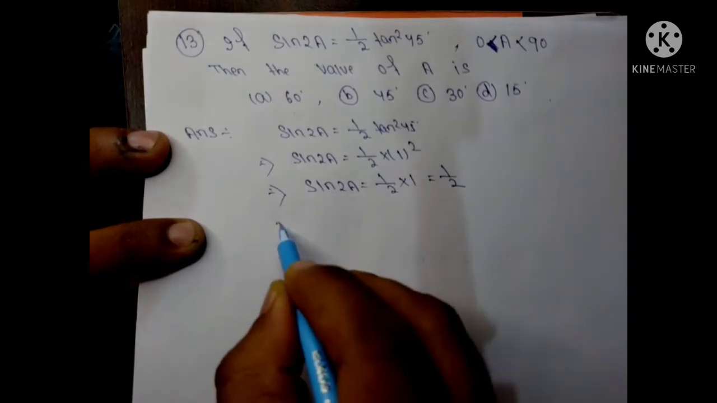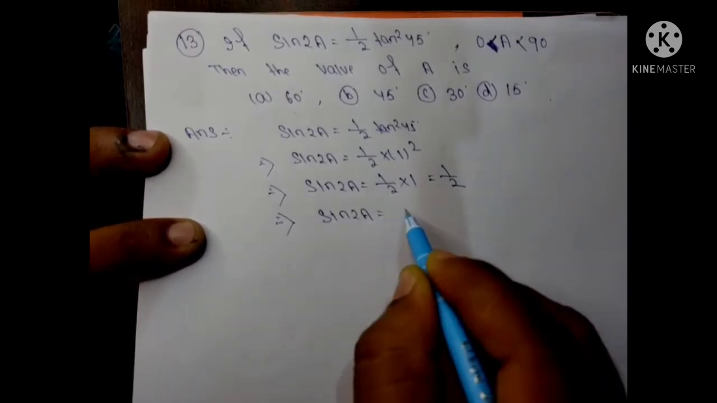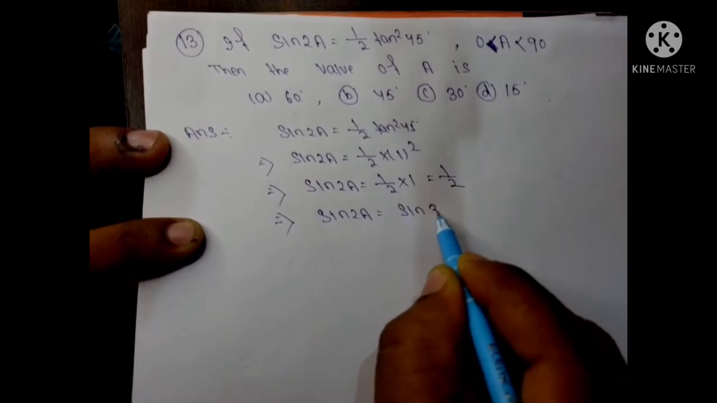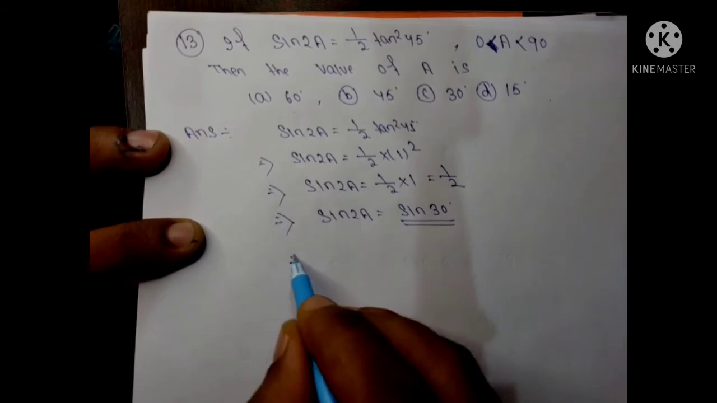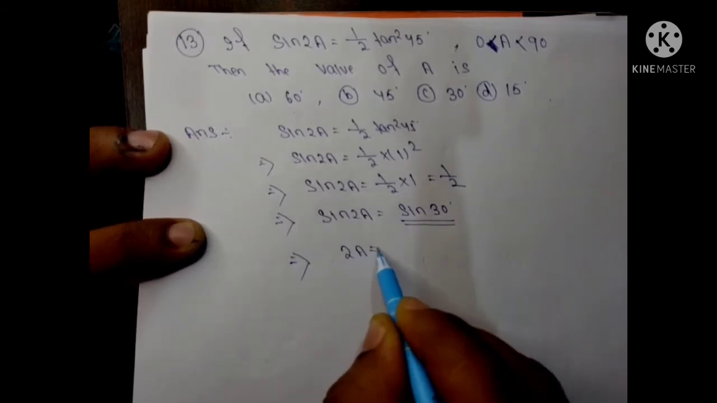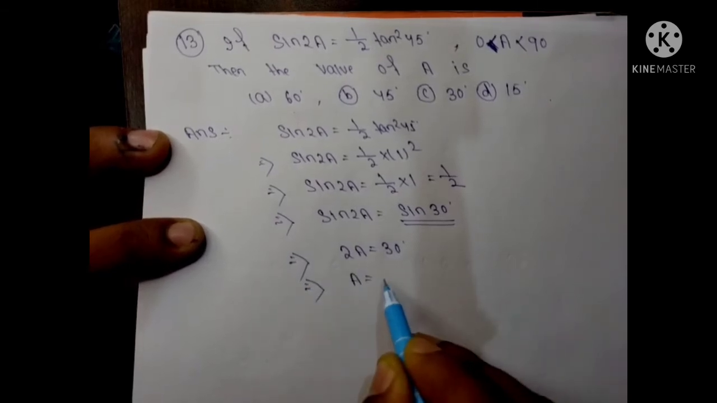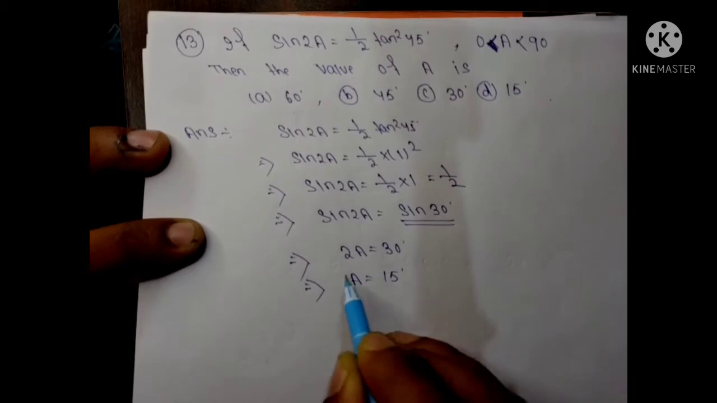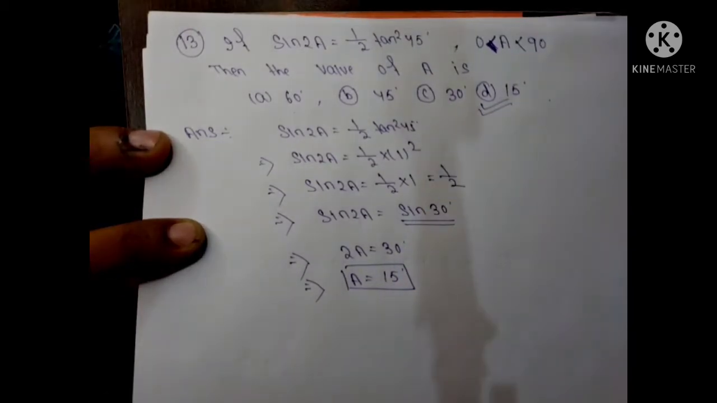That implies that sin 2A becomes sin 30, because we know that the value of sin 30 is 1 by 2. Then if sin 2A is equal to sin 30, that means 2A is 30. Then what is the value of A? A is 30 by 2, which is 15 degree. So option D is the right answer.